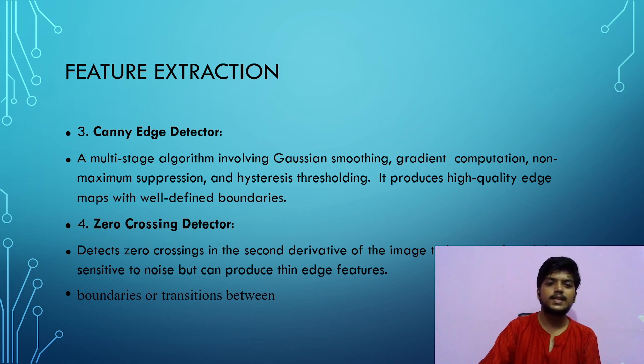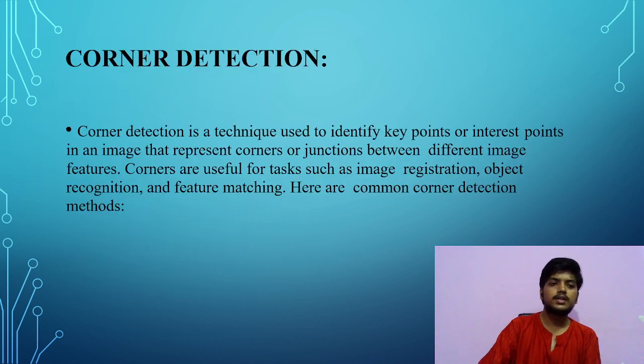Feature extraction includes Sobel edge detector, zero crossing detector. So corner detection is a technique used to identify keypoints or interest points in an image that represent corners or junctions between different image features.